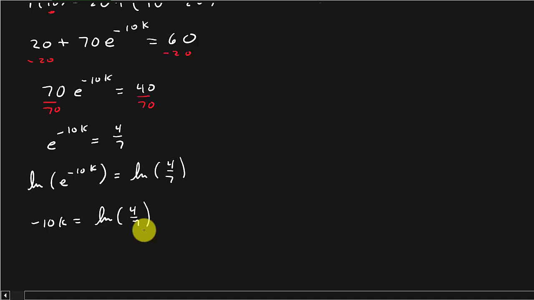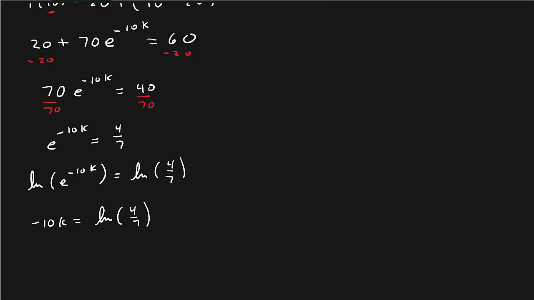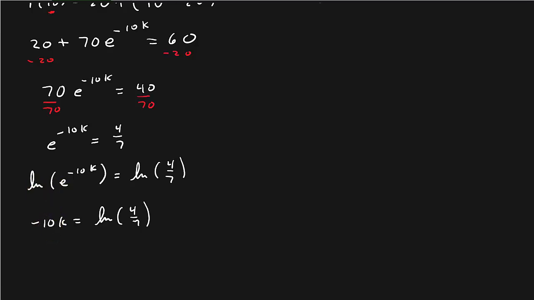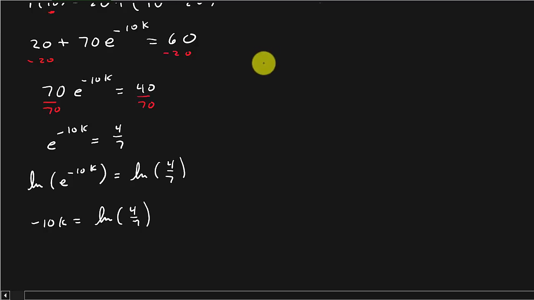Now, the thing that you might be wondering is, how in the world did you get negative 10k? What happened to ln and e? Well, let me show you. So these go back to properties of logarithms.